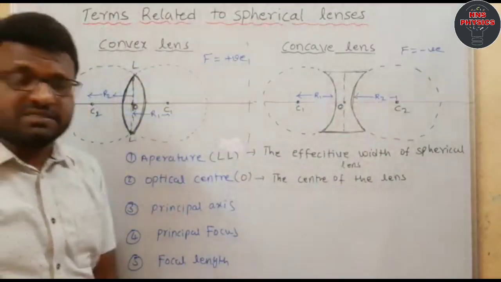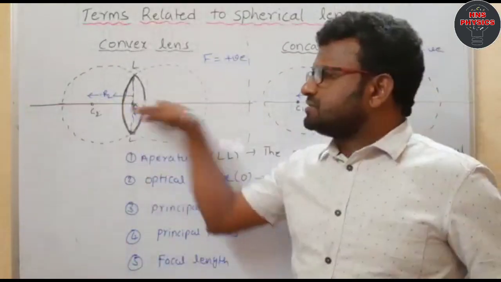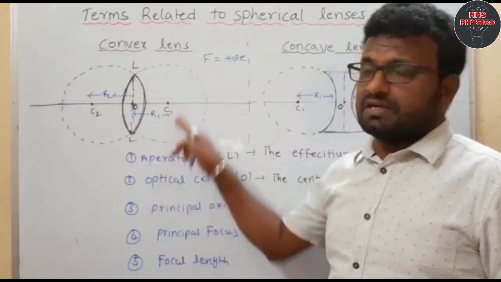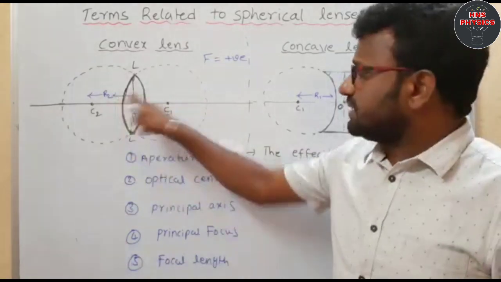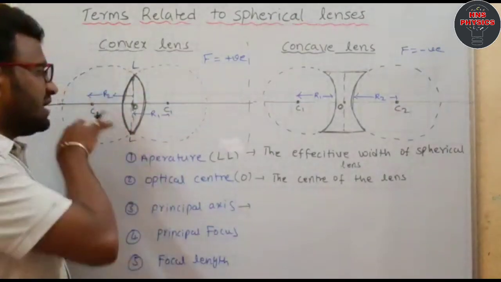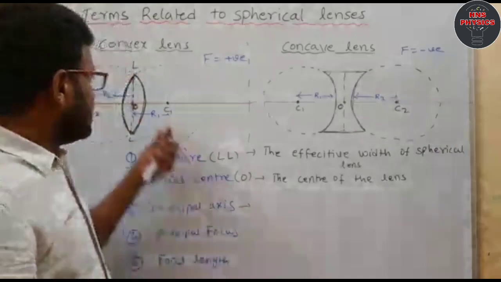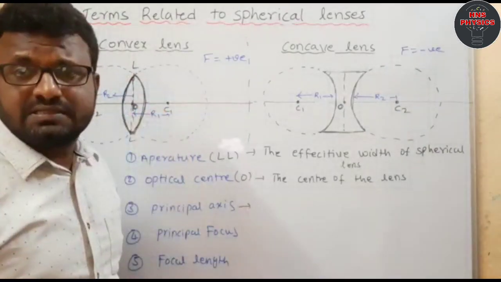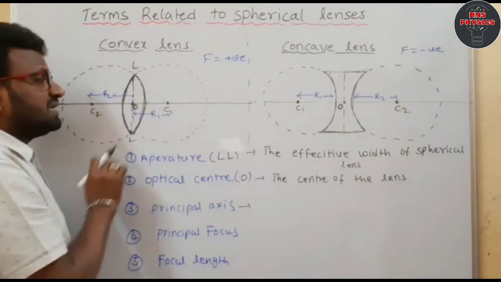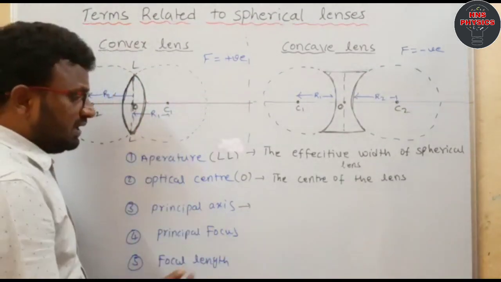Next, principal axis. Principal axis means the line joining or the line passing through the centers of the spherical lens. The line joining the centers of the spherical lens is called principal axis.